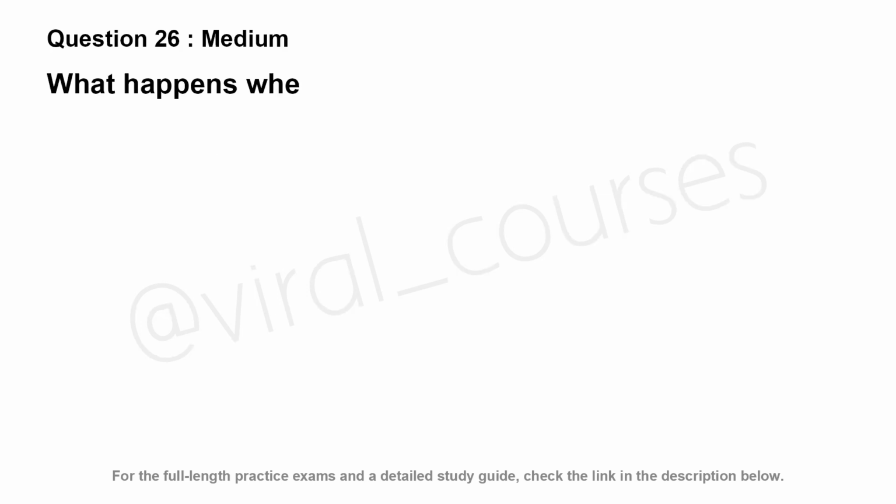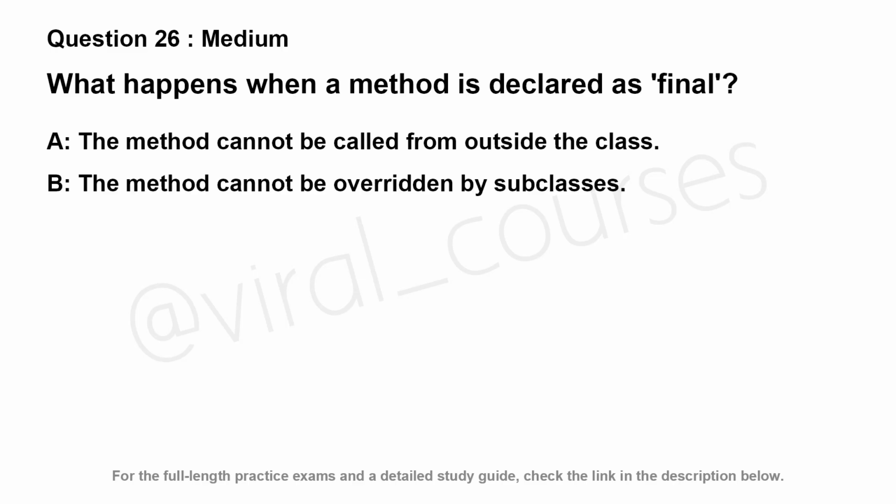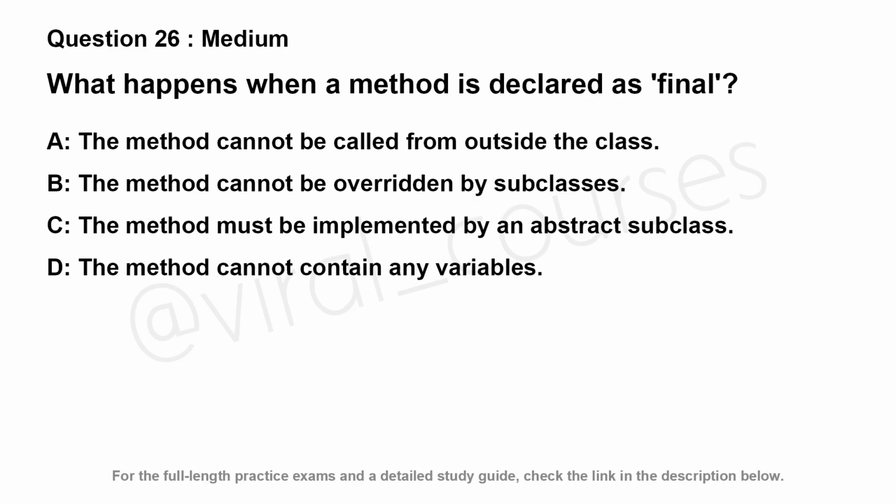What happens when a method is declared as final? Option A. The method cannot be called from outside the class. Option B. The method cannot be overridden by subclasses. Option C. The method must be implemented by an abstract subclass. Option D. The method cannot contain any variables.